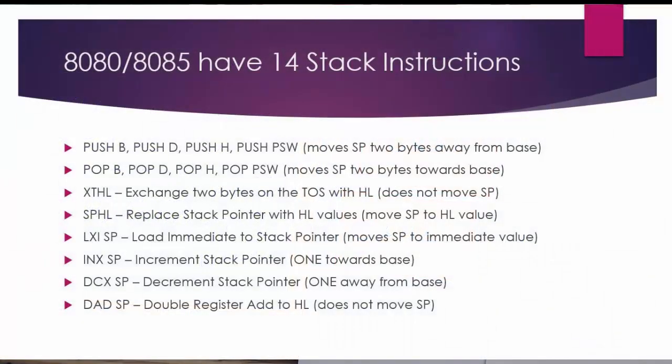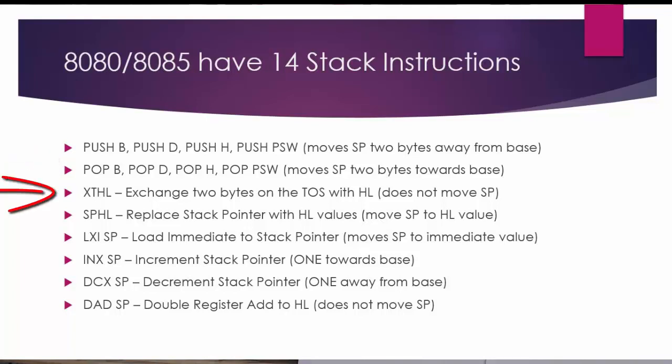Okay, so we already talked about we have the push and the pop for the 4 register pairs, including the accumulator and the program status word. So we have push B, push D, push H, and push PSW. Now each of those push instructions move the stack pointer 2 bytes away from the base, so 2 bytes lower than the base. We have the equivalent pops, pop B, D, H, and PSW, and those move the stack pointer 2 bytes towards the base.